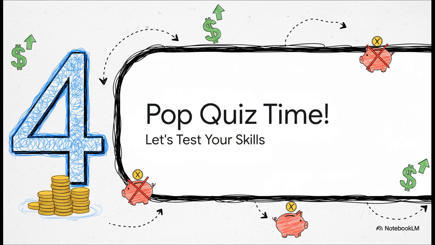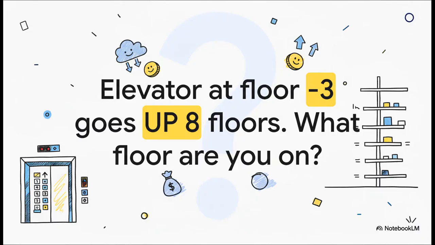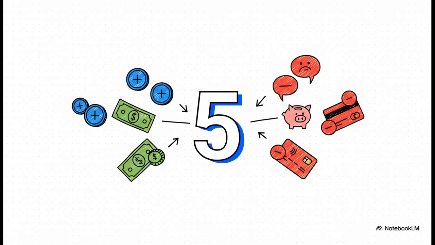So, are you ready for a quick test? A little pop quiz to see what you've learned? Don't worry, it will be fun. Okay, first question. Imagine you're in a big building, maybe in Delhi, with lots of underground parking. You get into the elevator on floor minus 3. That's the third basement. You press the button to go up 8 floors. What floor do you get out on? You're starting at minus 3 and you're adding 8. The 5th floor? Very good. You go up 3 floors just to get to the ground and then 5 more floors up from there.